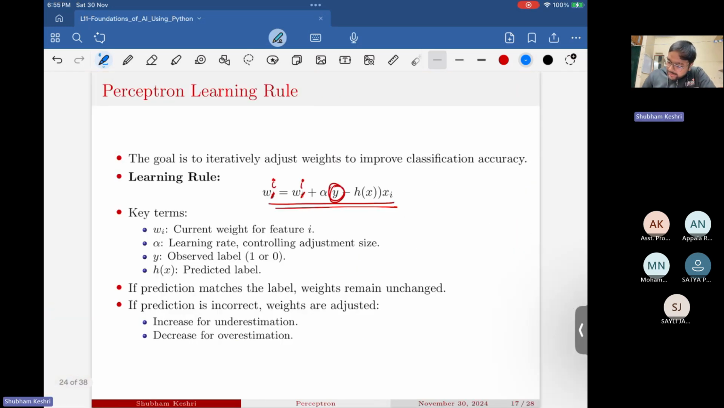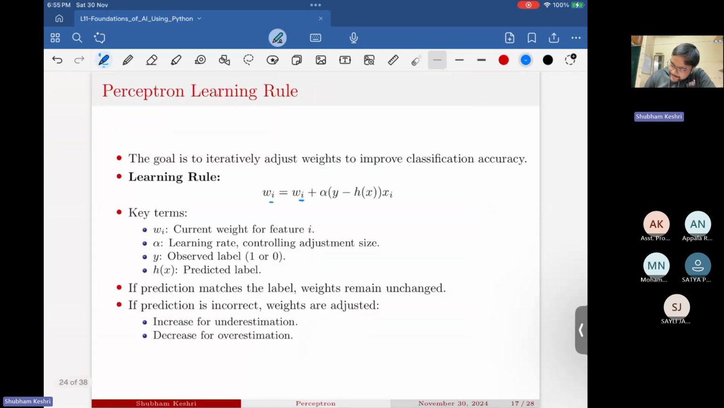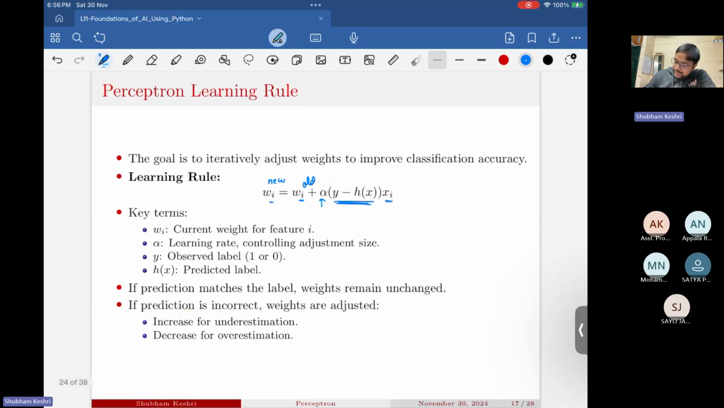So this is how the learning rule is. So wi, this i tells which weight it is, and on top we can write new and old. So w new is equal to w old plus alpha, the learning rate, times the difference in the y values, y minus h, times xi. I forgot to write xi here, it should be times xi. Okay.